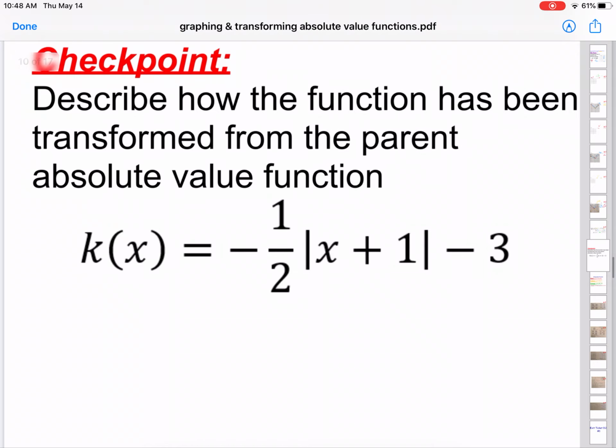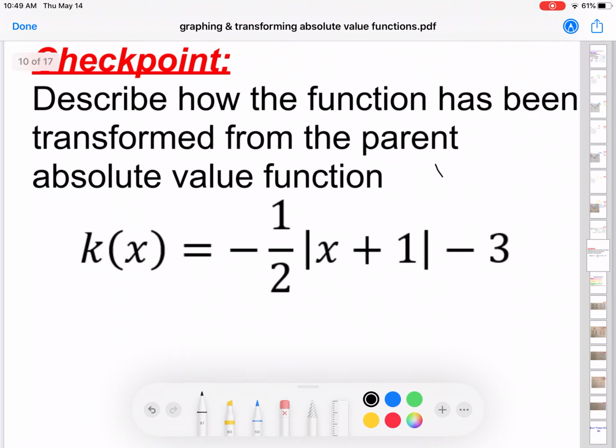Please try to pause the video here and try this question by yourself. They want you to describe all of the transformations of how this graph has been transformed from the parent absolute value function, which again would be y equals the absolute value of x. So please pause this video, try this question, and then come back to check your answers.